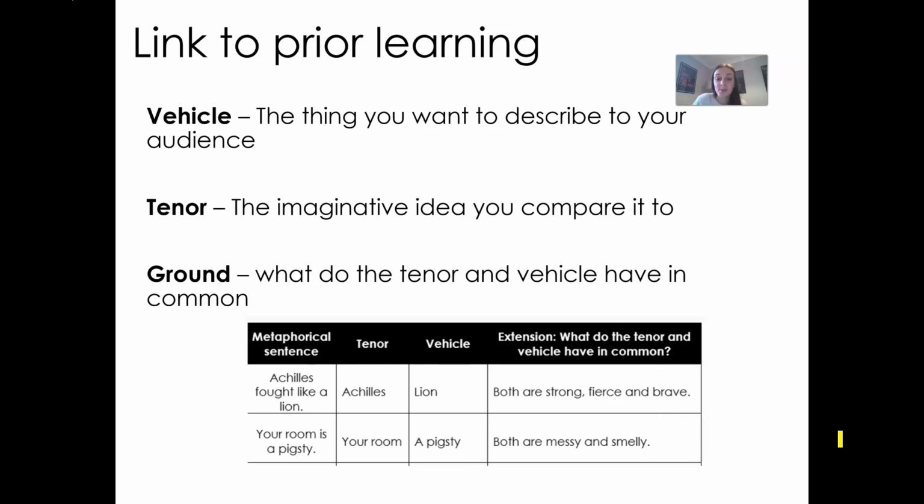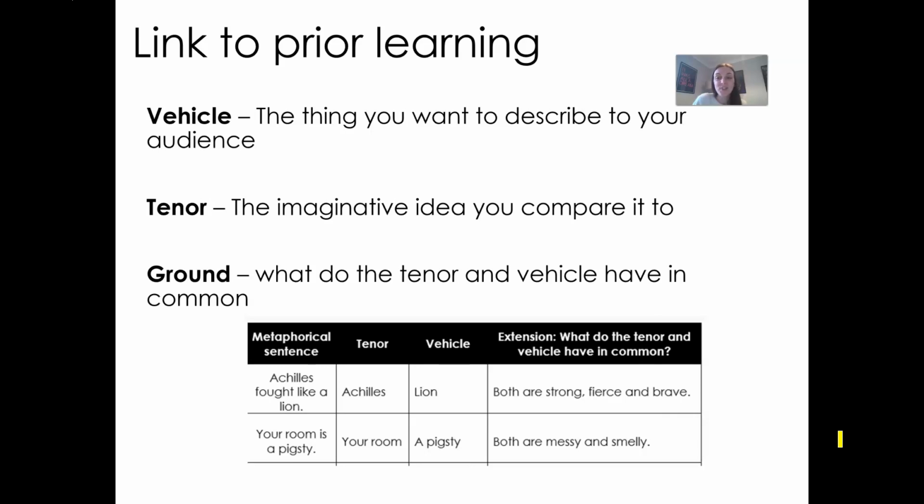Okay, final recap. Let's look at the last example. Here we have a metaphor. Your room is a pigsty. So let's break it down. The tenor is your room, the thing we want to describe. The vehicle is a pigsty, the imaginative idea that we're comparing it to. And finally, the ground is what both the tenor and the vehicle have in common. So in this example, both are messy and smelly.